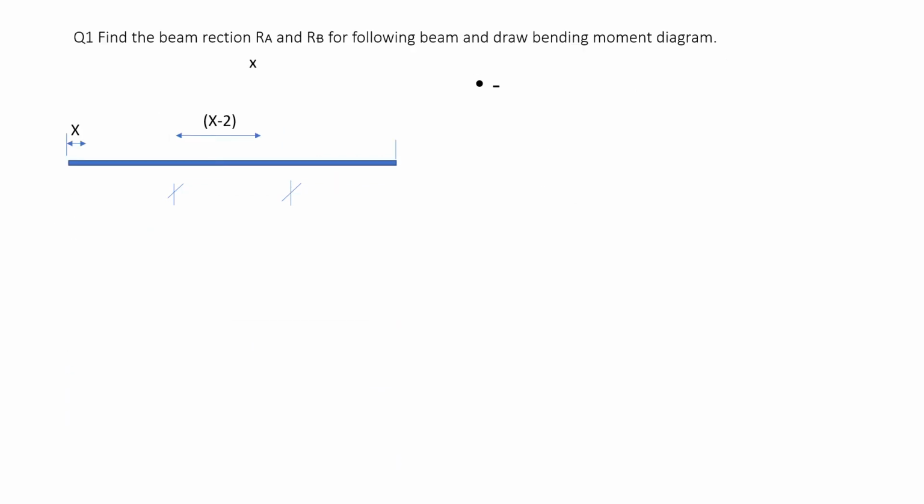Now I am drawing the beam. Find the reactions RA, RB for the following beam and draw the bending moment diagram. I am considering the same beam again, AB, with the 6 meter span, and at 2 meter C 16 Newton force, and at D 22 Newton force. The same beam I am considering. So the reaction also will be same.